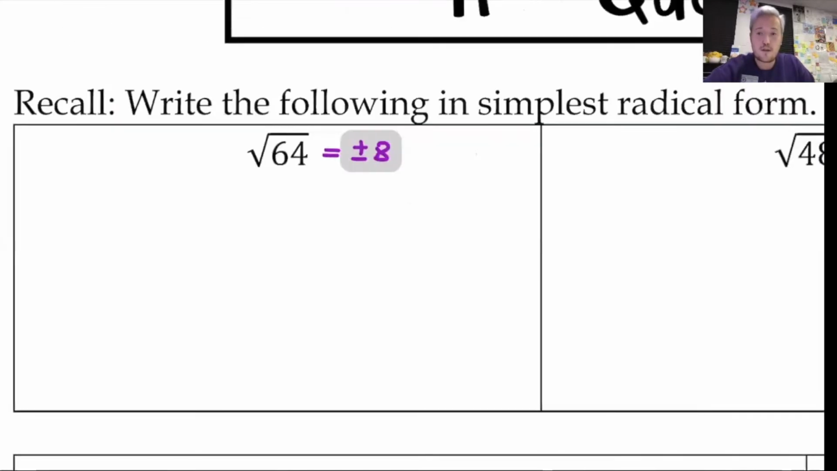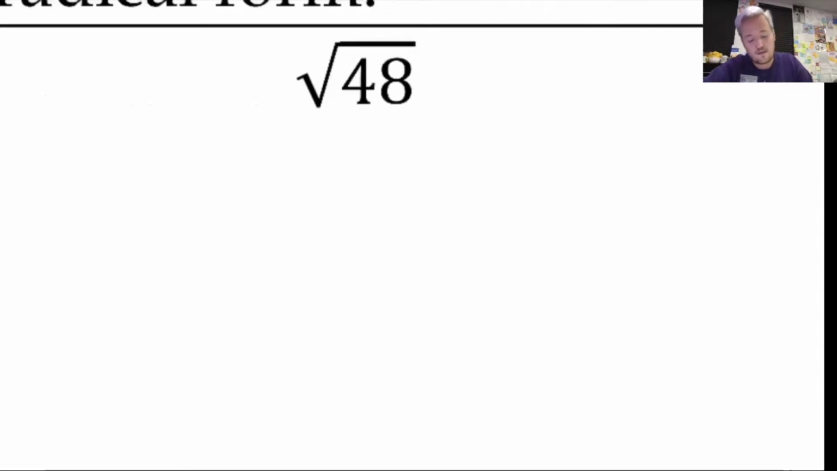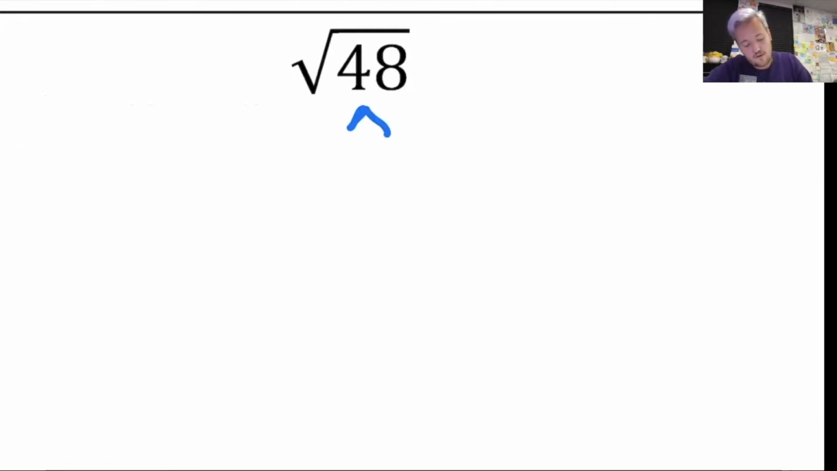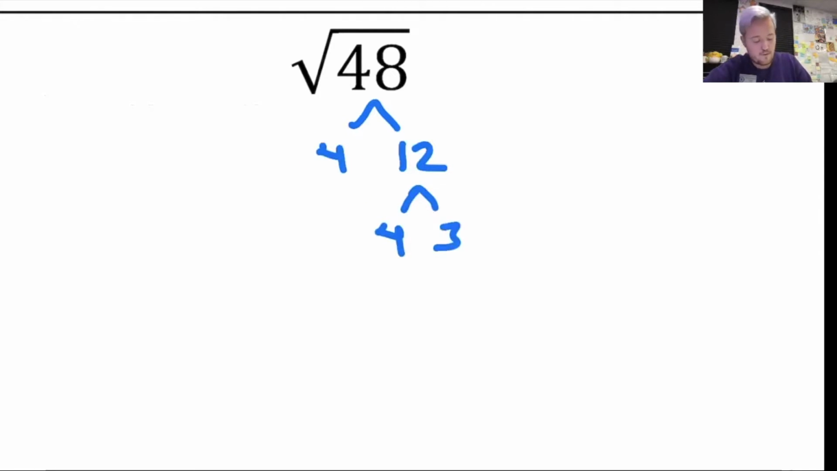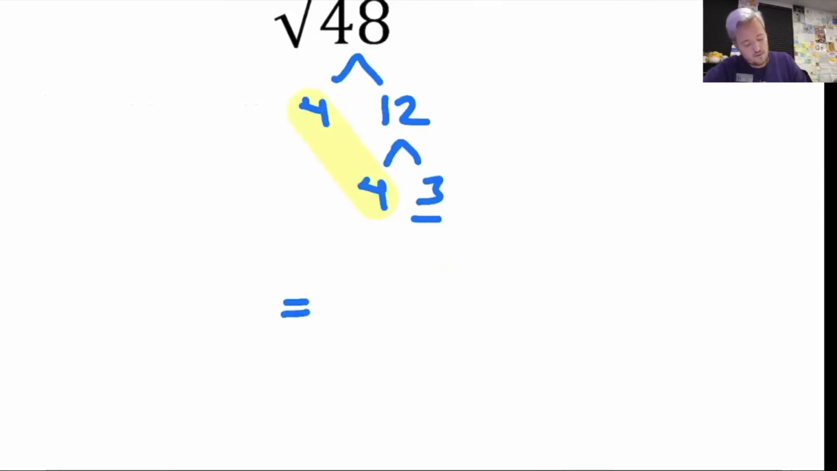Now for your second one, we have the square root of 48. So for this one, I'm going to do my factor tree and I'm going to split it into, say, 4 and 12. Then 12 can split into, say, 4 and 3. And then I have a pair of 4s right here. And then I have a leftover 3. So this is going to be equal to plus or minus 4 root 3.